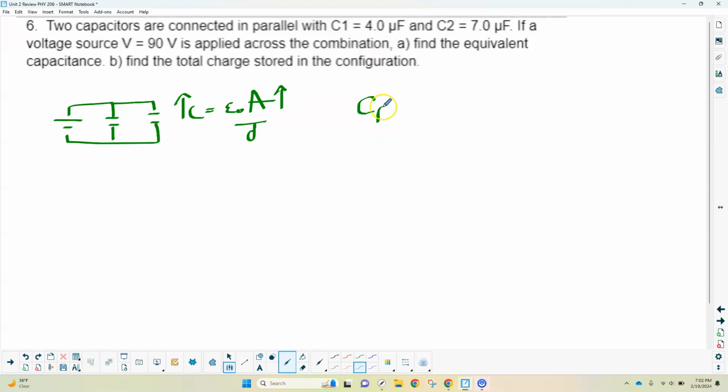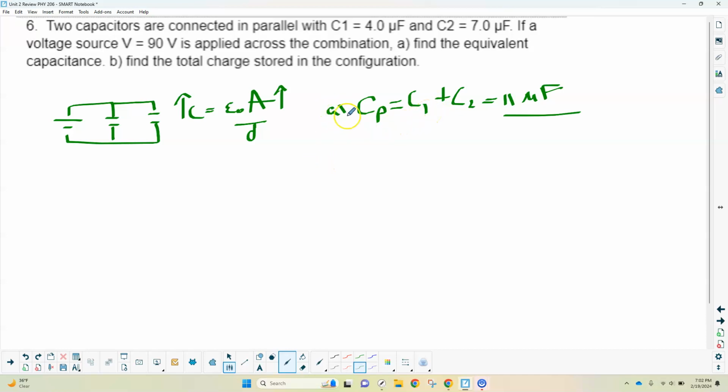So when they're in parallel, all you do is add. So it'd be C1 plus C2. So it's just 4 plus 7, which is 11 microfarads. So the total capacitance here is bigger than the individual ones. Capacitors are essentially the opposite of resistors. So if you remember one or the other, you actually remember the other type as well.